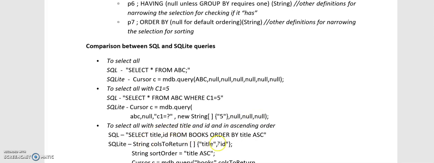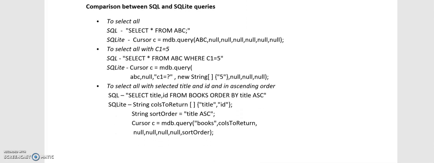To select all with the selected title and ID in ascending order, you have an SQL statement like select title, ID from books, order by title ascending. So you will be passing this as a string of columns to return. You'll be storing this in cols to return, which contains title as well as ID, and you will be defining a sort order variable with title ascending, and you are passing the cols to return and sort order as parameters of this query. So I hope that point is clear.